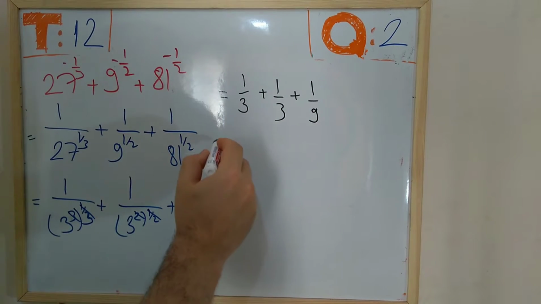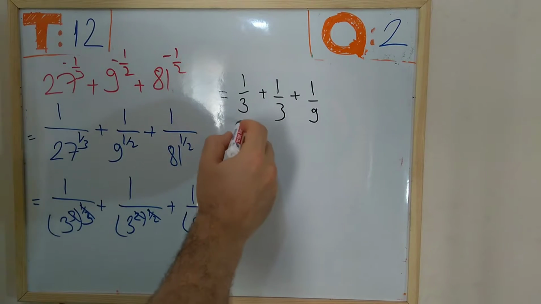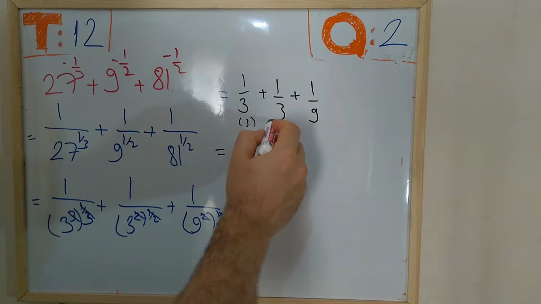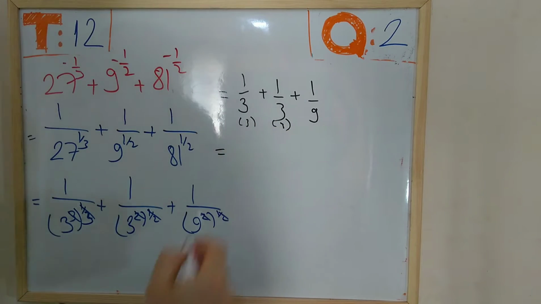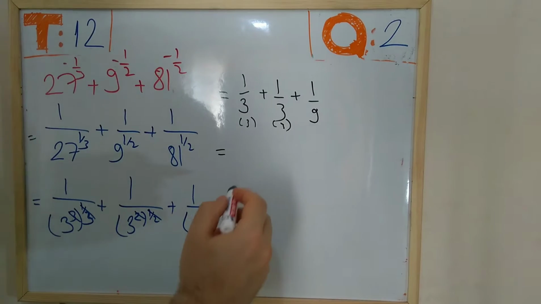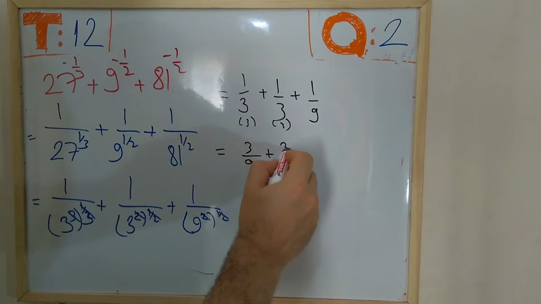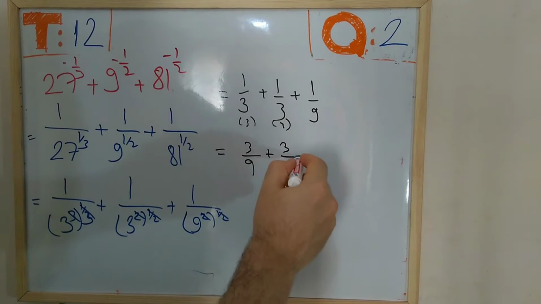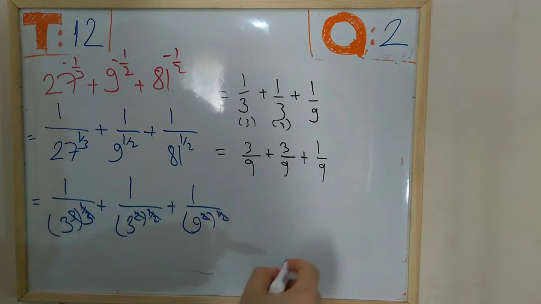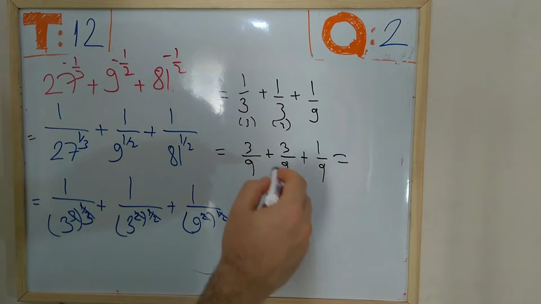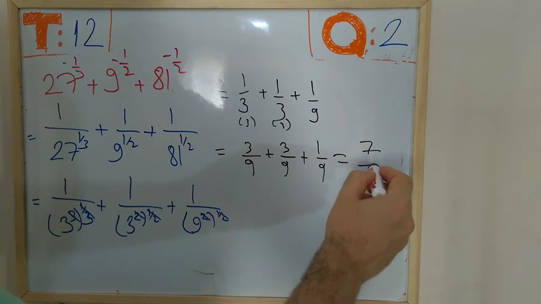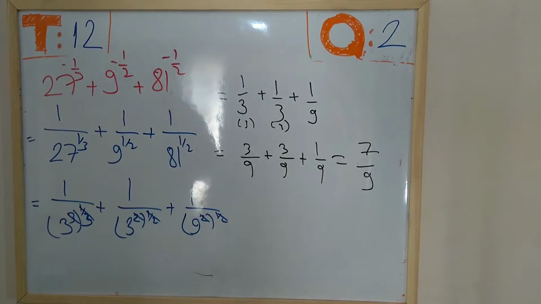So what we need to do is to sum these numbers up. So I expand these by 3. Then I have 3 over 9 plus 3 over 9, and another 1 over 9, which will end up with 7 over 9.